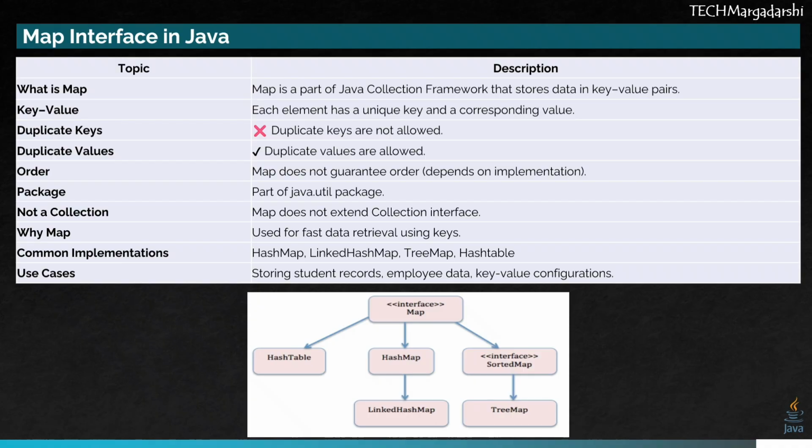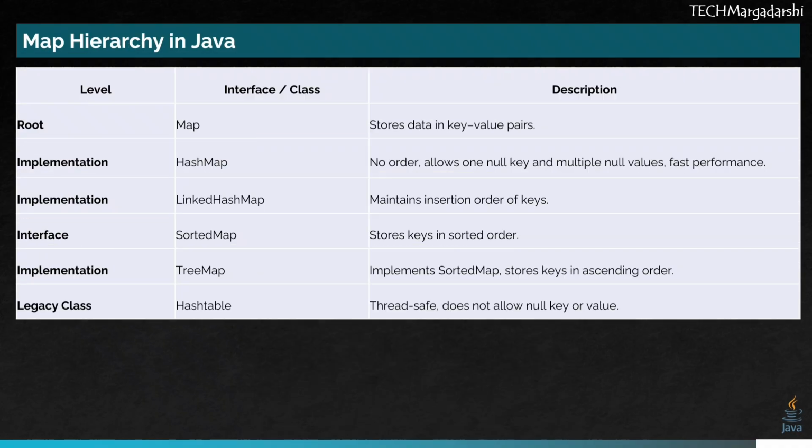We mainly use map when we need fast data retrieval based on keys, such as storing student records, employee details, or configuration data. Common implementations of map include HashMap, LinkedHashMap, TreeMap, and Hashtable, which we will explore in detail in the upcoming slides. Now let's understand the map hierarchy in Java.